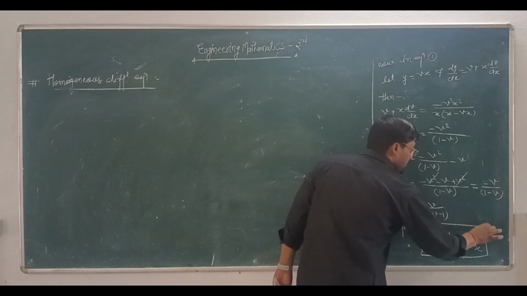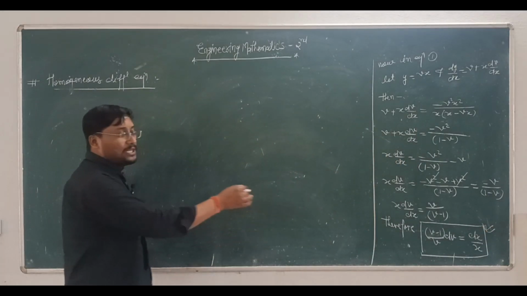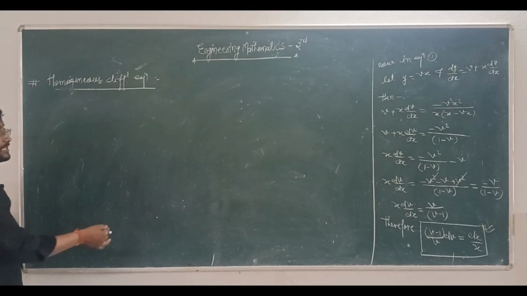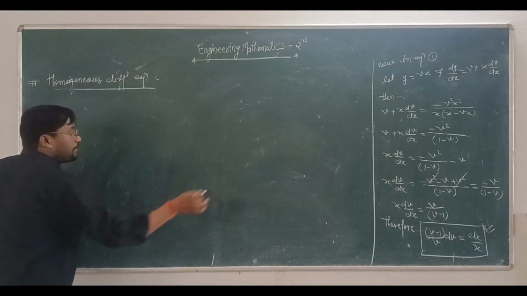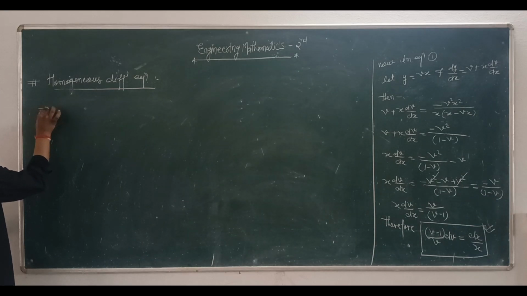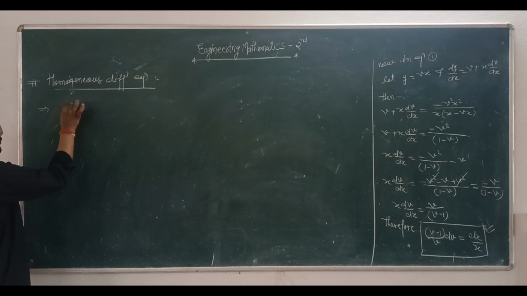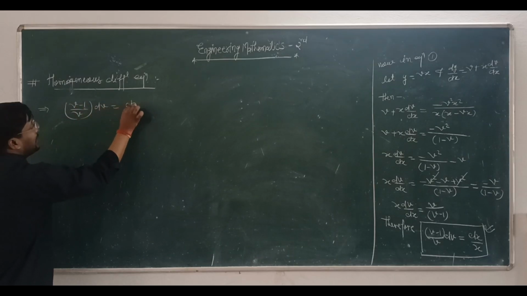You can note down this. This is a homogeneous function. Now you can separate this in dv and dx. Now you can note down. First we write (v minus 1 upon v) dv is equal to dx upon x.